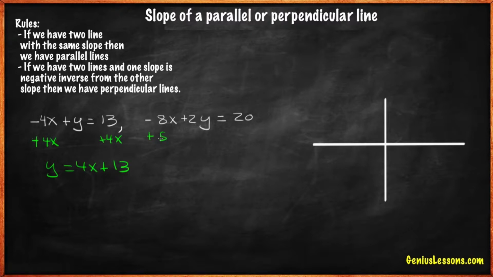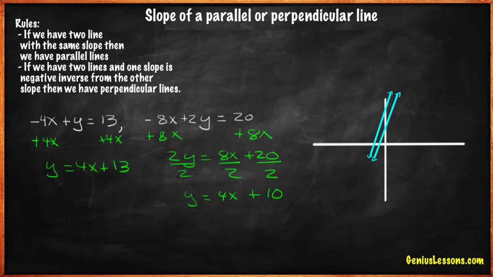Second line, we add 8x to both sides. We end up with 2y equals 8x plus 20. We divide both sides by 2. For both lines, we have the same slope, so these are parallel lines.